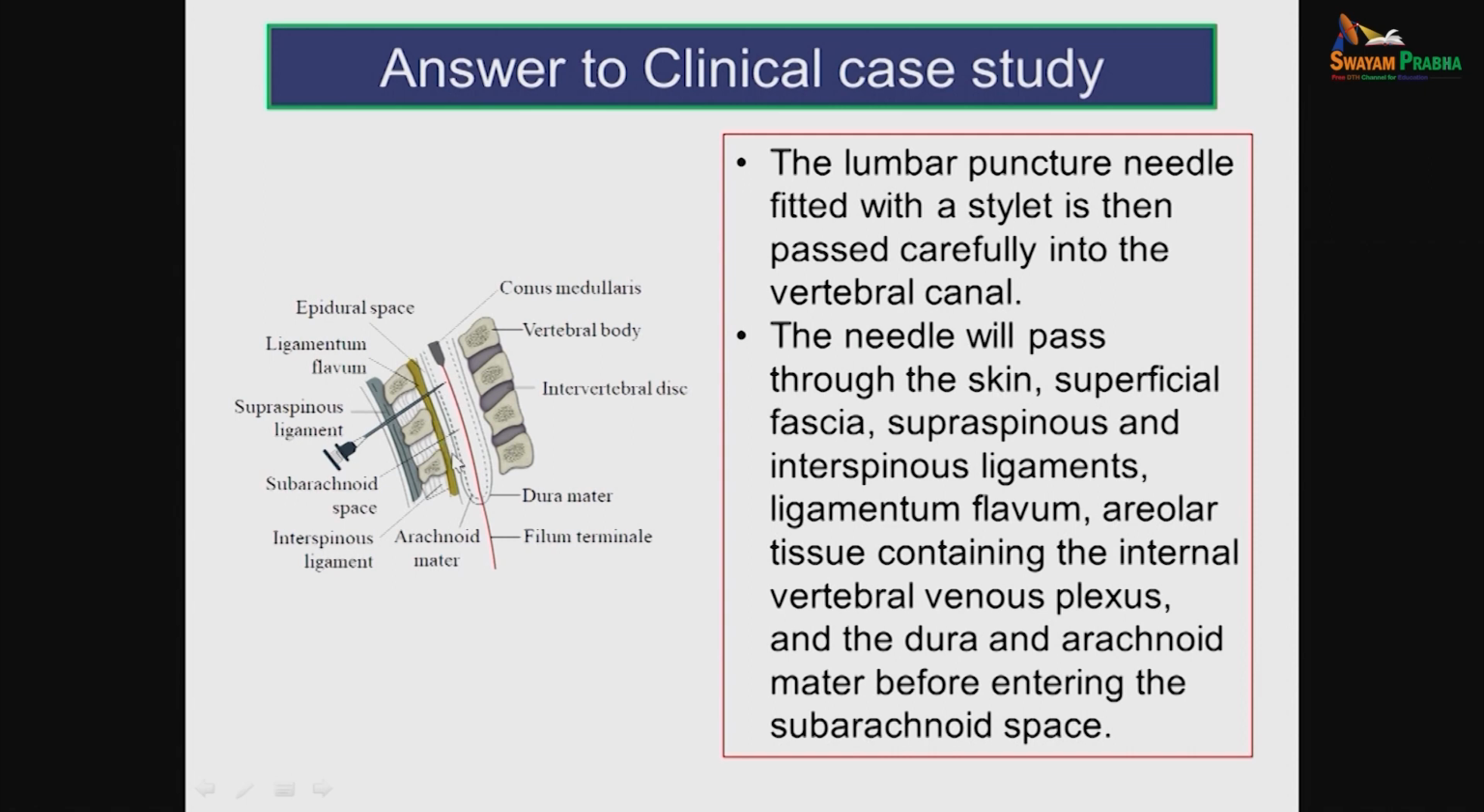We said the subarachnoid space is between the arachnoid mater and the pia mater. So, once it enters the subarachnoid space, the CSF can be withdrawn. So, that is the answer to this clinical case study. Having learnt about the spinal cord, external and internal features in detail, now we will do some assessment questions.